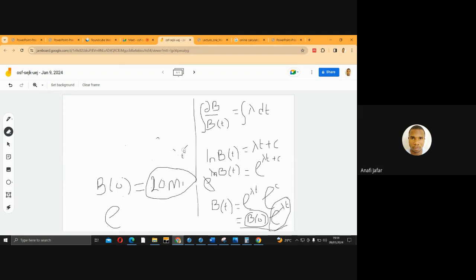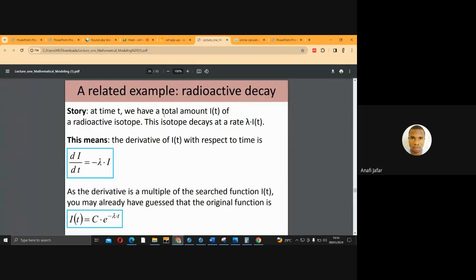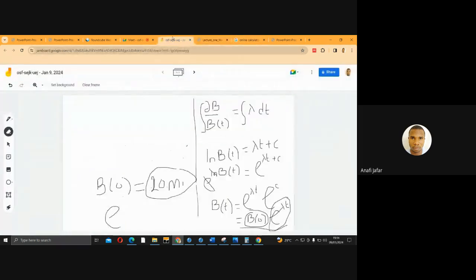So now, at a time t, that is the period, we have a total amount of radioactive isotope. This isotope decays at this rate. So what does decay mean? It exits. So you have something like this, your compartmental model.